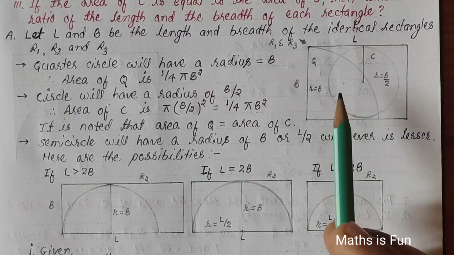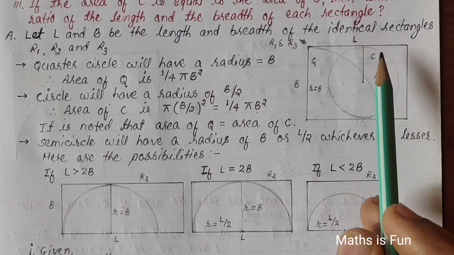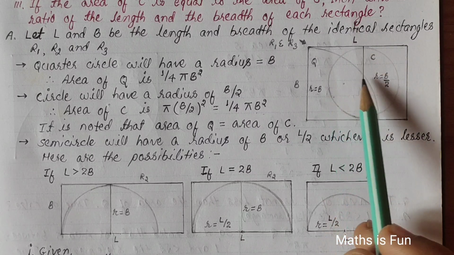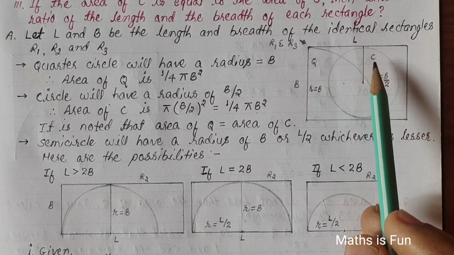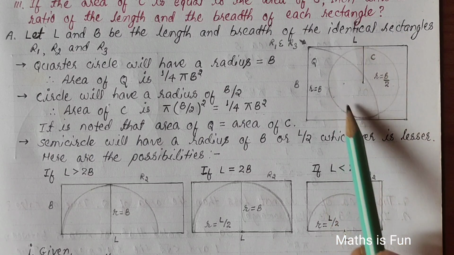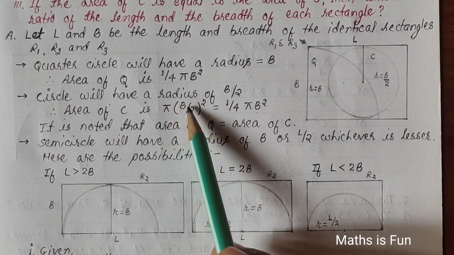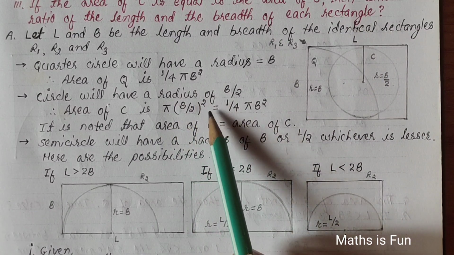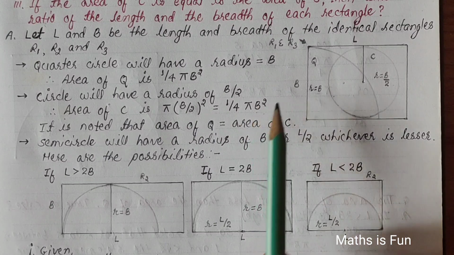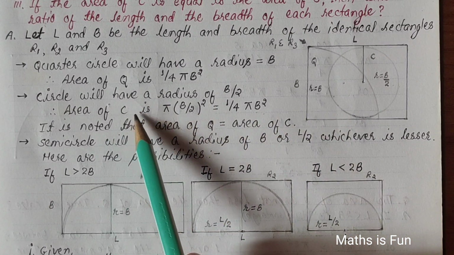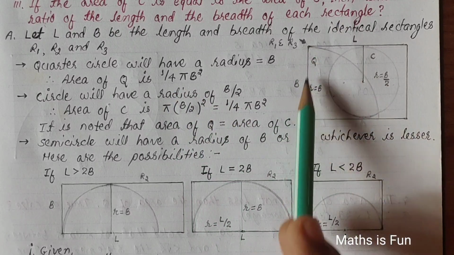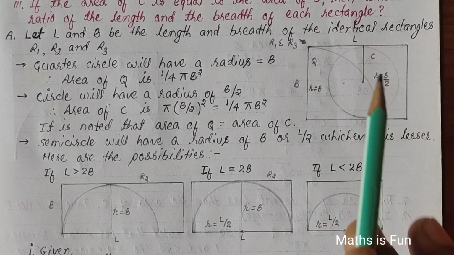Now similarly, if from R3 we cut out a circle, then the radius of this circle will be half of this breadth. So our radius r will be b/2. The area of this circle will be pi (b/2) square, and that will be equal to 1/4 pi b square. We note that the area of Q and the area of C is the same. That is, the area within this quarter circle and the area within this circle is the same.